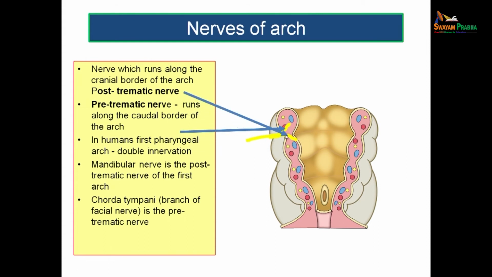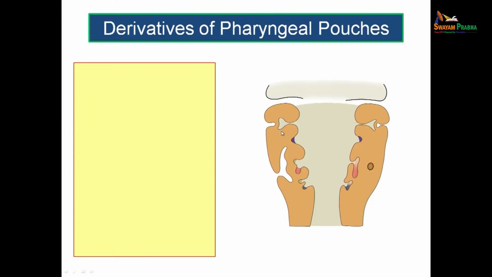So this is the post-trematic and the first one is the pre-trematic nerve. Now we will see the derivatives of pouches.